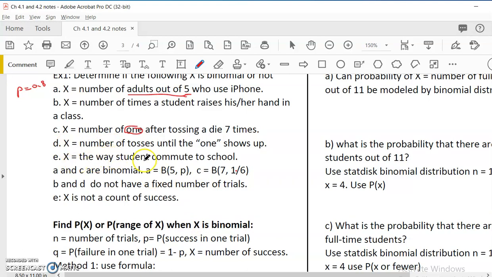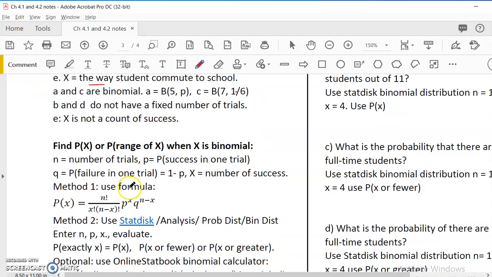E is the way the student commutes to school. The way a student commutes to school has nothing to do with a number, right? It is just, oh, is it by car or by carpool or by Uber or by bus, right? So these are not binomial. It is not like counts of success. So it cannot be modeled by binomial distribution.